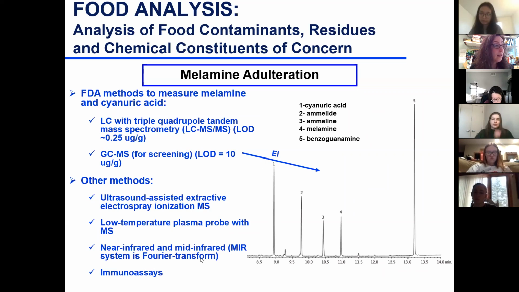So that method can give you at least a fingerprint and identification of the presence of melamine. And unless you do some sort of calibration, it might not give you accurate quantification. Immunoassays is another method that can be used as well for detection and quantification.